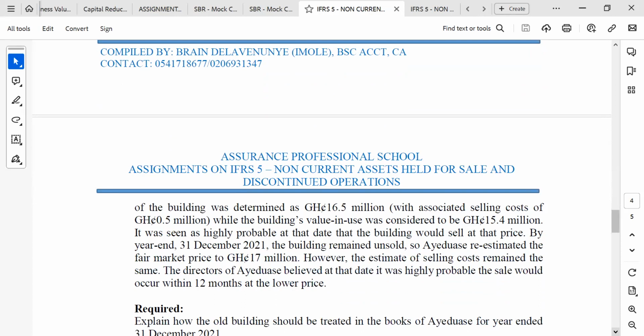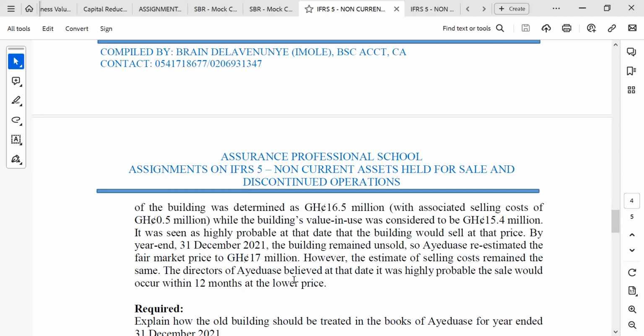However, the estimated selling cost remains the same. It means that the estimated selling cost will still be 0.5, isn't it? All right. So they can give you a percentage for the estimated cost. So if you want to know the estimated cost for this one, it will be the percentage multiplied by this. But they are telling you that it remains the same. The estimated cost is still the same. If it is still the same, what is going to happen?